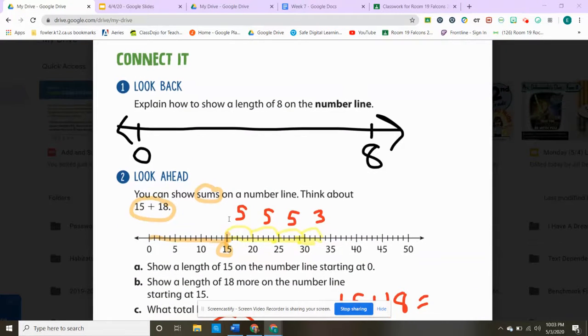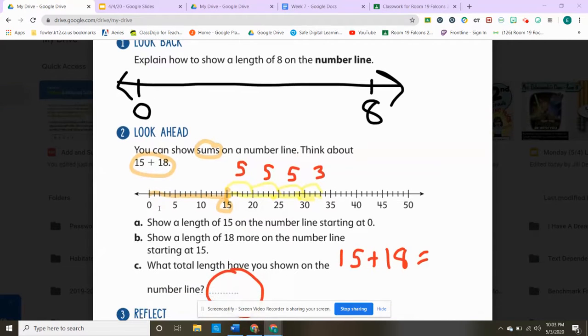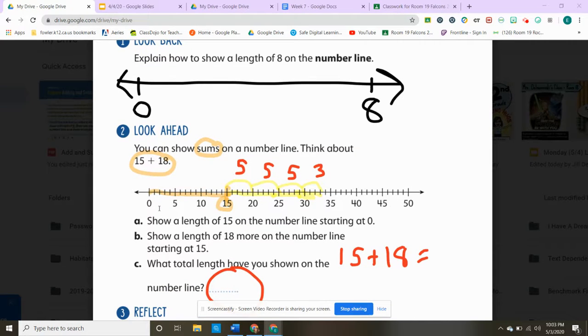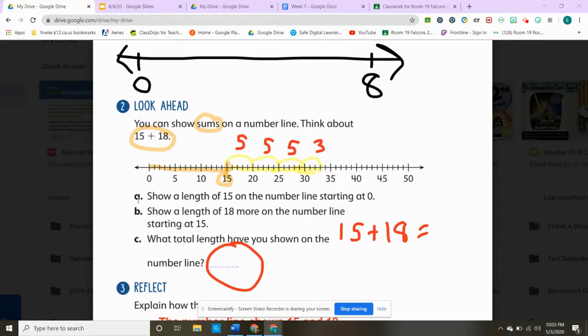It says you can show sums on a number line. Think about it. When we hear the word sum, it's asking me to add. And if I look at my equation down here, it says 15 plus 18. Well, let's see. We're going to use this number line because remember, we're focusing on number lines this week. Let's look at A. It says show a length of 15 on the number line starting at 0.